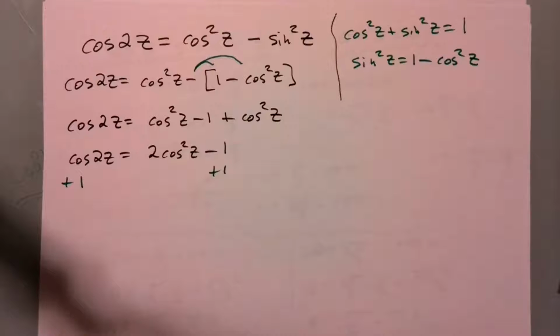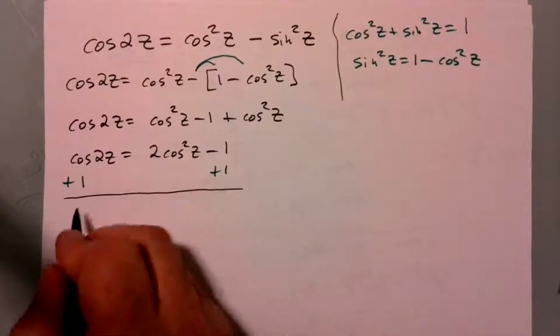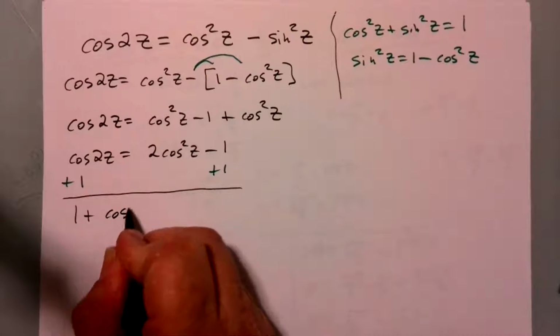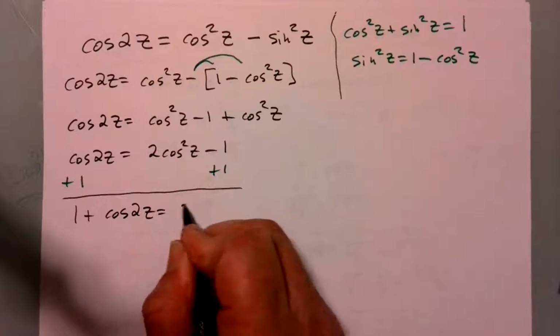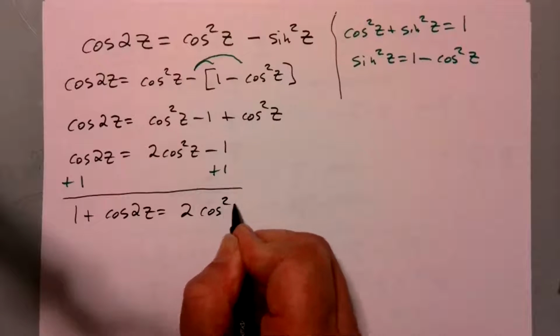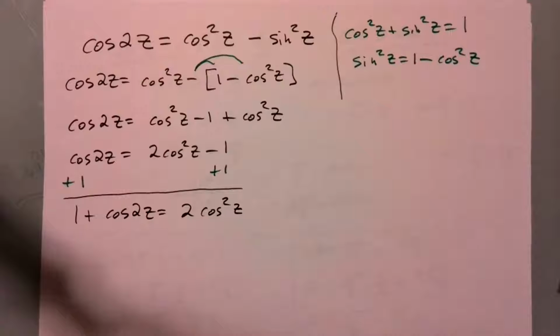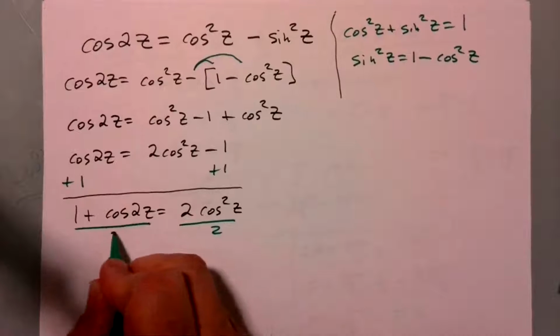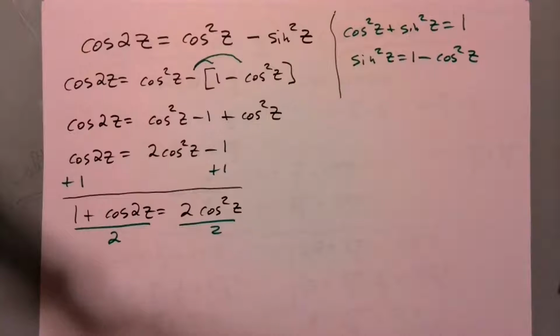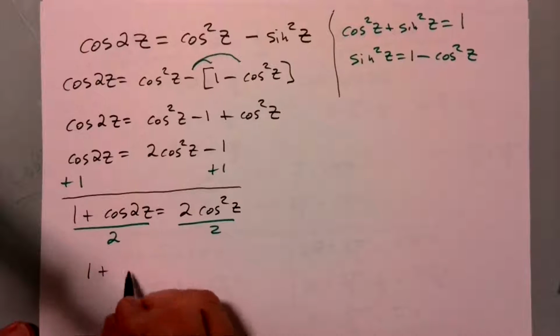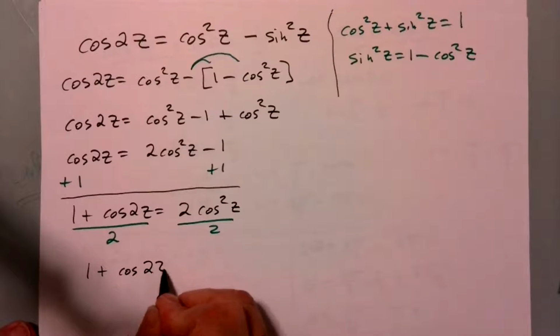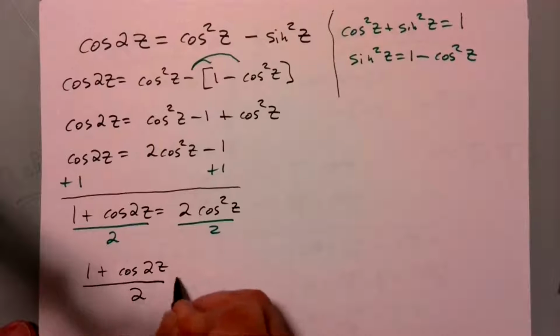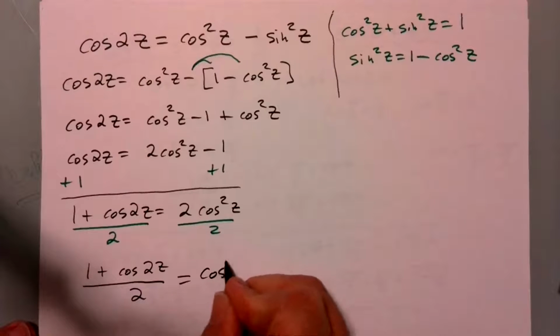And what do we get? We get 1 plus cos 2z equals 2 cos squared z. Now let's divide both sides by 2. And again, we are developing our half angle formula here. So I get 1 plus cosine 2z over 2 equals cos squared z.